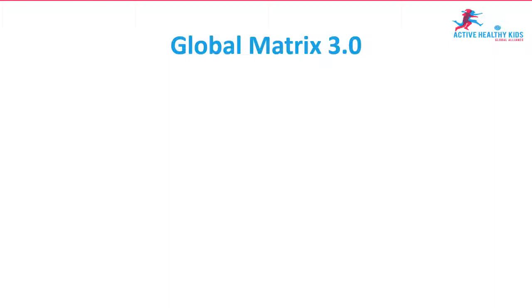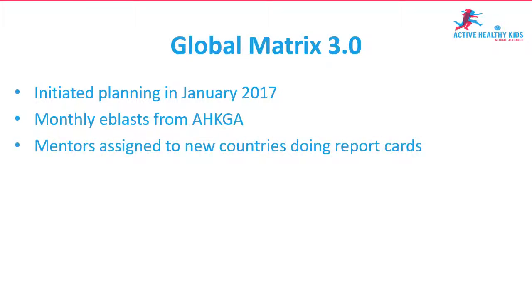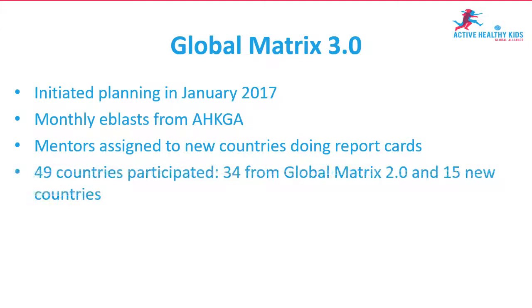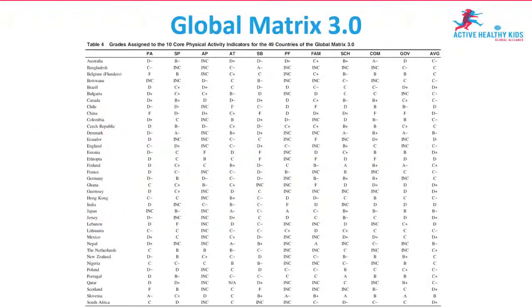So to the Global Matrix 3.0. We began planning for this immediately after the Global Matrix 2.0 was completed. There were monthly e-blasts sent from the Active Healthy Kids Global Alliance to all country leaders. Mentors were assigned to new countries doing report cards. 49 countries participated, 34 of which also participated in the Global Matrix 2.0, and there were 15 new countries. 517 experts from around the world were involved.